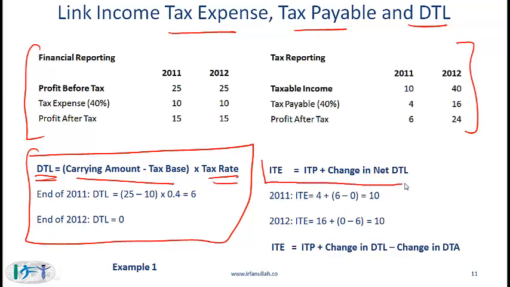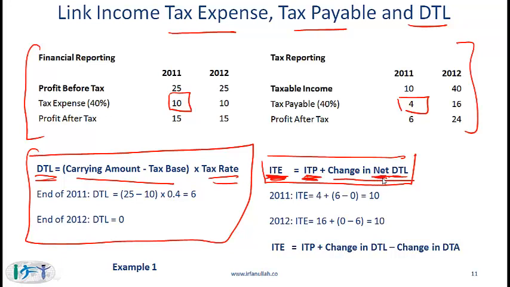Now here is the relationship that you need to memorize. The income tax expense, or the provision for income tax, which you see on the financial report, is equal to the income tax payable, which you see on the tax return, and then this is the number that goes on the balance sheet, plus the change in the net deferred tax liability. In our example, we only have a deferred tax liability, so the net doesn't mean too much.